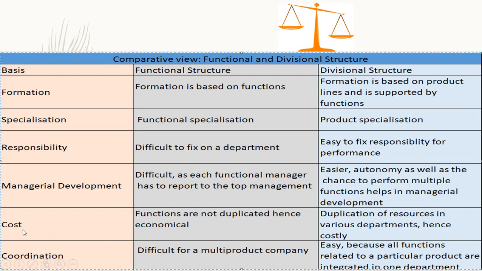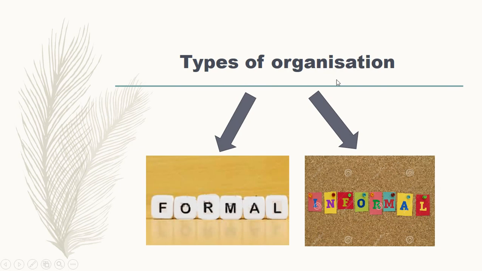On the basis of cost, the difference is that in functional structure, functions are not duplicated, hence it is economical, whereas in divisional structure, there is duplication of resources in various departments, hence it is costly. And on the basis of coordination, the difference is that in functional structure, it is difficult for a multi-product company, whereas in divisional structure, it is easy because all the functions related to a particular product are integrated in one department. Now the next slide, that is types of organization.